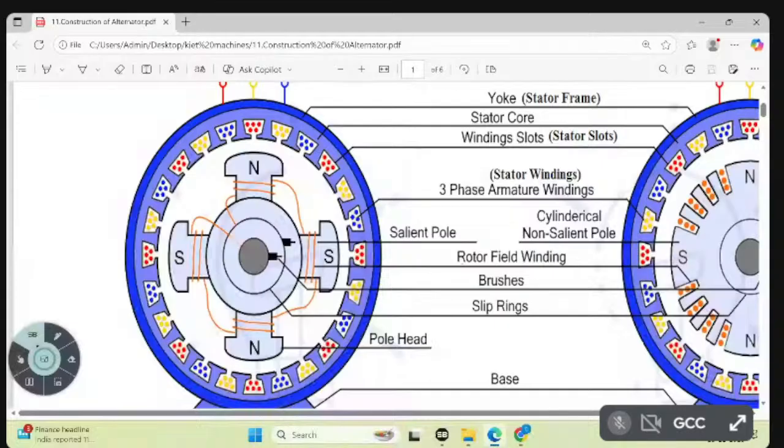Conductors are available in the stator of the AC generator. Field is available in the rotor. It is fixed: north pole, south pole, north pole, south pole.